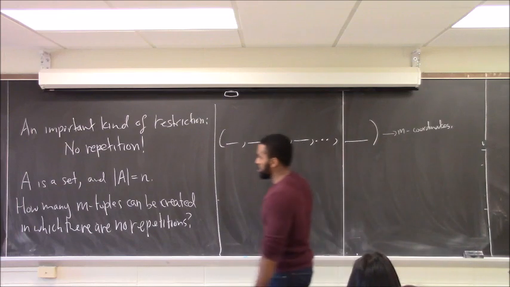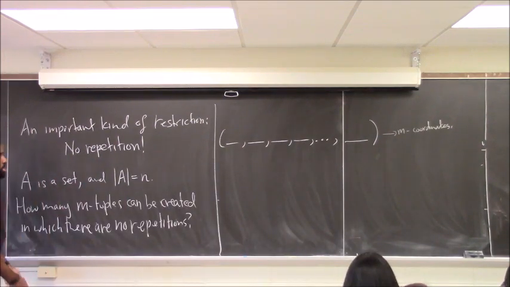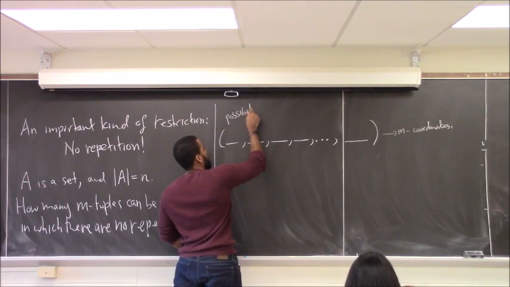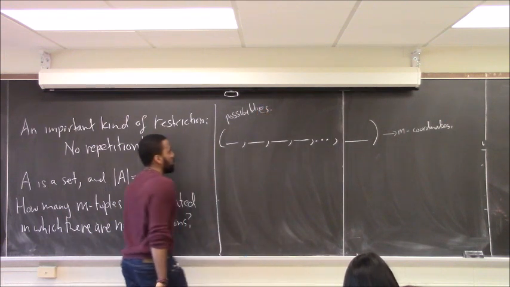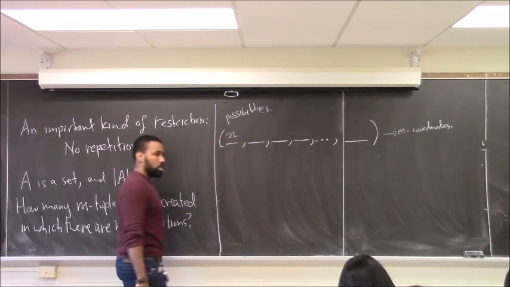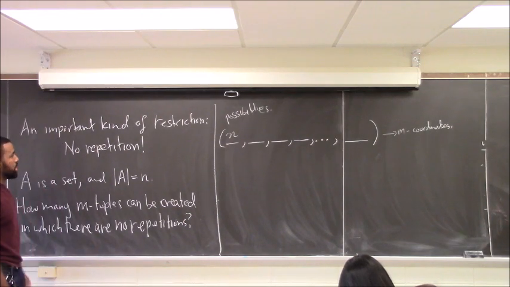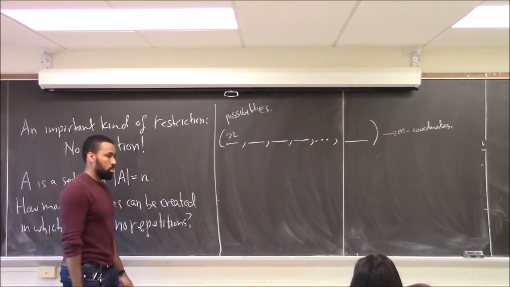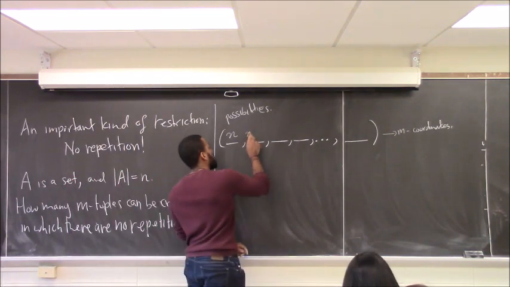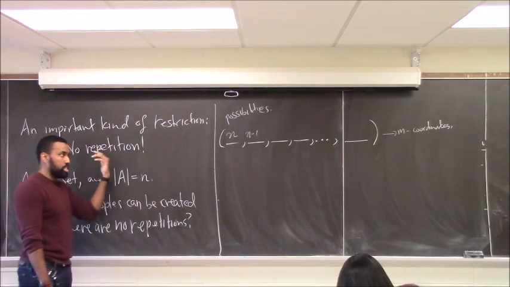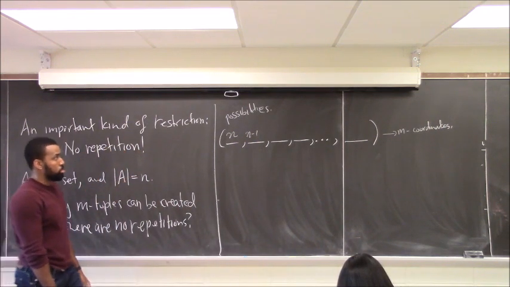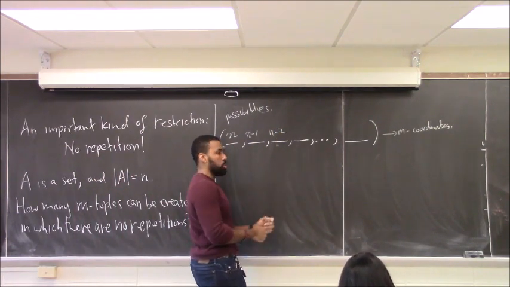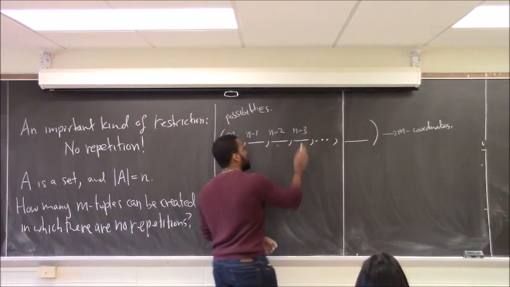Now you're choosing from a set of n elements. How many possibilities do you have in the first stage? So here I'm listing the possibilities. Well, you would have n possibilities in the first situation, right? Because you can choose any one of the elements. How many possibilities for the second coordinate? n minus 1. Because you have already chosen one of the elements, you cannot choose that one again. So now you have n minus 1 possibilities. For the third, n minus 2. You've already chosen two. You cannot pick those two again. So now you're successively getting smaller.